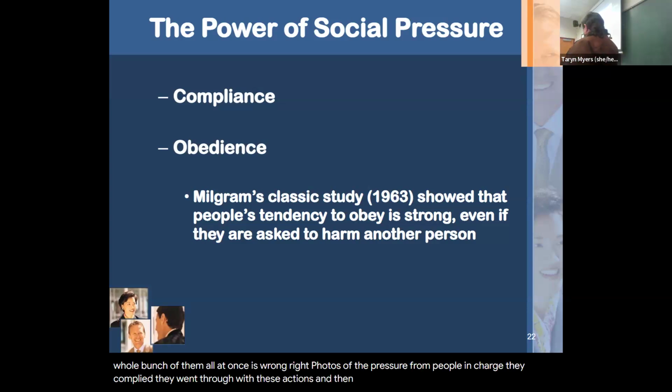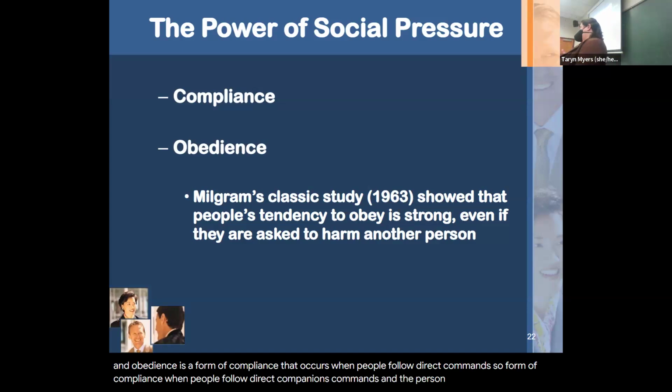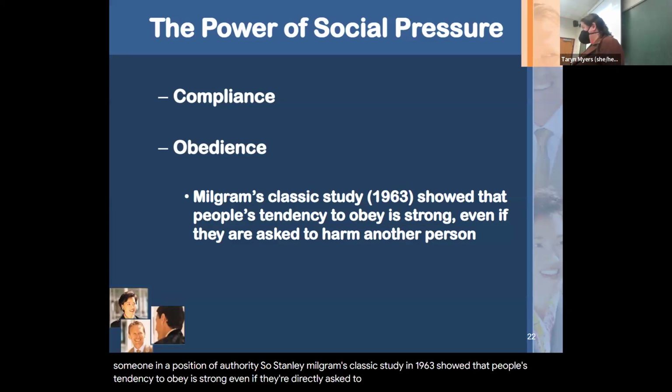And then this got psychologists thinking about obedience. Obedience is a form of compliance that occurs when people follow direct commands. And the person issuing the commands, not surprisingly, is usually someone in a position of authority. So you're following direct commands from someone in a position of authority. Stanley Milgram's classic study in 1963 showed that people's tendency to obey is strong, even if they're directly asked to harm another person.